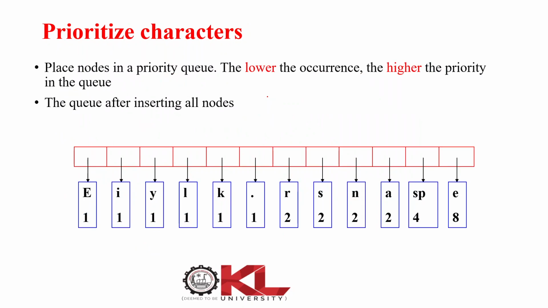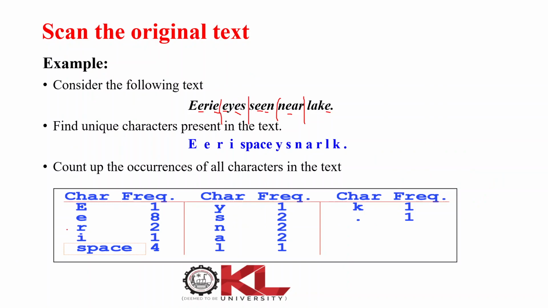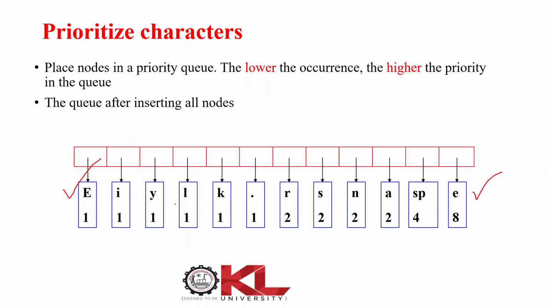So I will build a queue, just a simple queue like this. The most occurring character will be towards the complete right and the least occurring towards the left side. I will arrange this whole thing in a queue based on these frequencies. After arranging this I will do one thing: I will add these both and get the frequency value as 2.